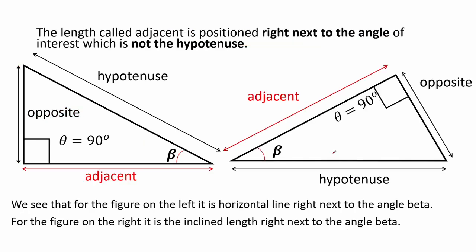The length called adjacent is positioned right next to the angle of interest, and is not the hypotenuse. We examine the figure here: for the left figure it is positioned at the bottom, which is the horizontal line right next to the angle beta. For the figure on the right, it is the inclined length that is right next to the angle beta.